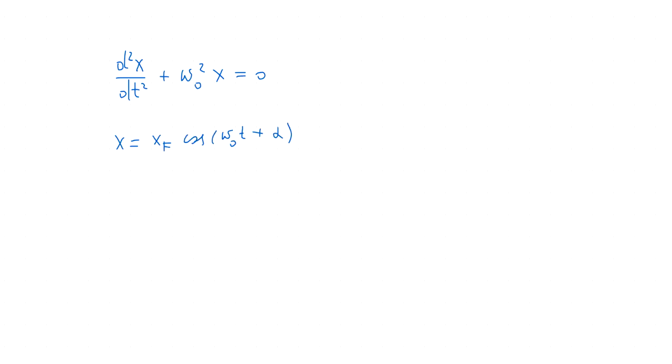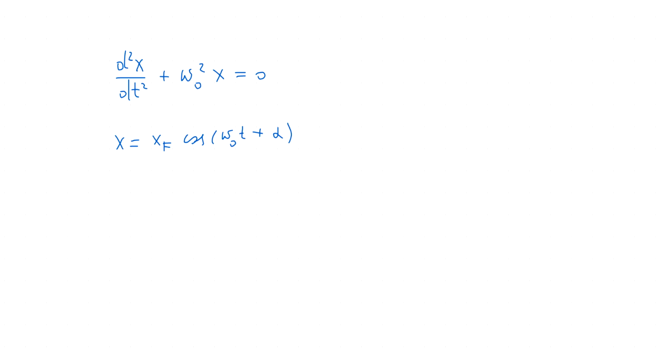And this solution shows that we have harmonic oscillations. So the free small undamped oscillations are harmonic oscillations. Harmonic oscillations are oscillations that can be described with cosine or sine functions. So let's make some conclusions about this solution.